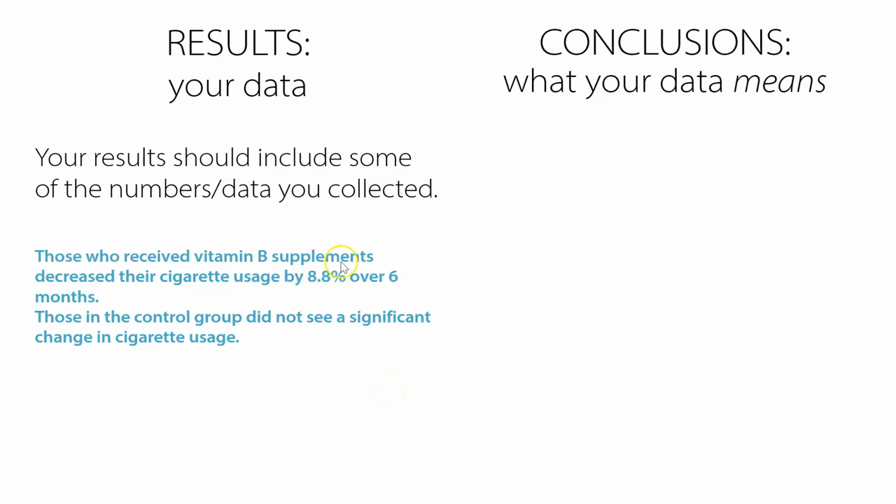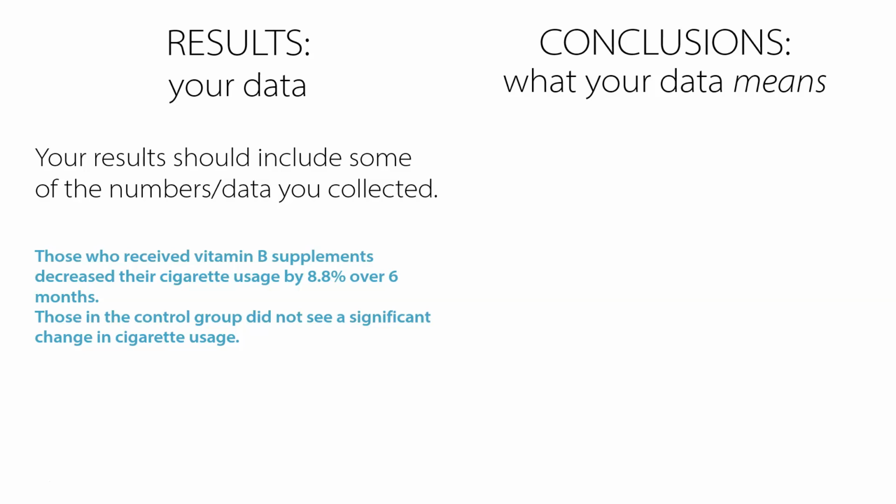Let's apply this to our example. We saw that subjects that had vitamin B supplements decreased their cigarette usage by 8.8%. What conclusion can we draw from this? How can we interpret this data? Can we say definitively that vitamin B is the cause of this decrease in usage?